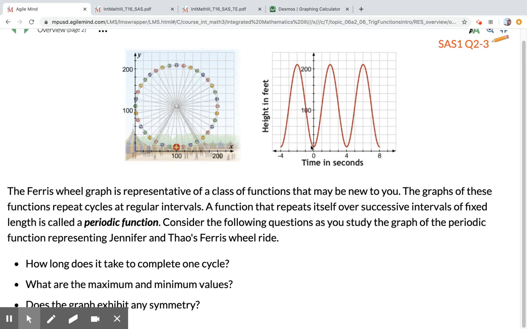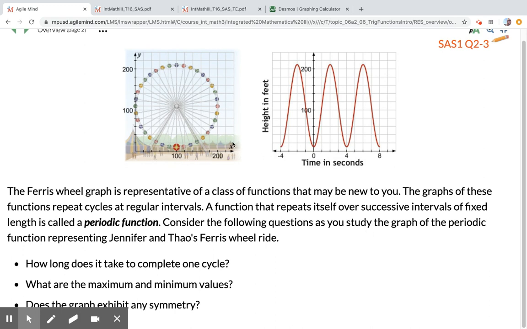I don't know about you guys, but I noticed it took 4 seconds to complete 1 cycle, right? From the time they got on till the time they went all the way up and all the way back again, it took 4 seconds to complete 1 cycle. My maximum, the highest they went, was 210 feet. And the lowest the Ferris wheel goes is 10 feet because, again, they get on a platform that's above the ground. Does the graph exhibit any symmetry?